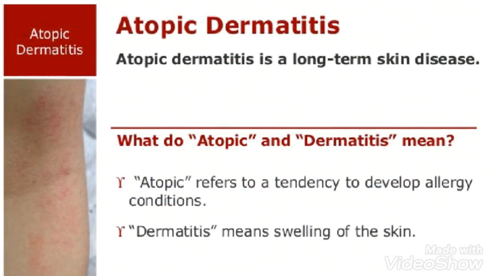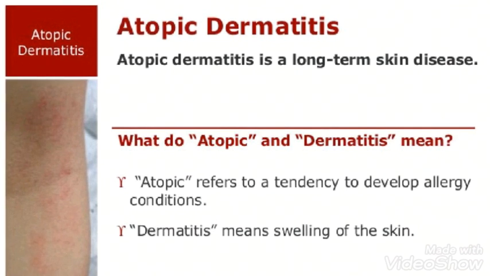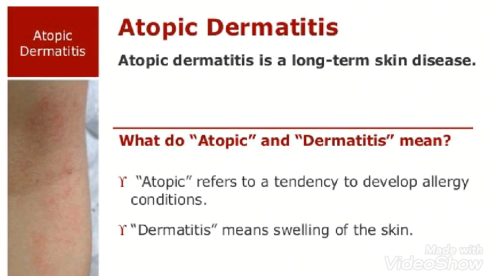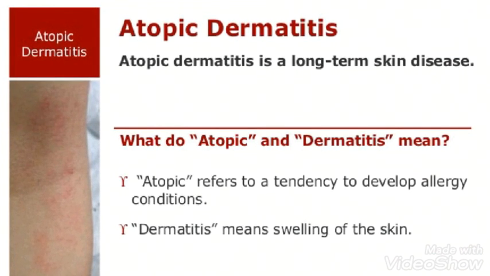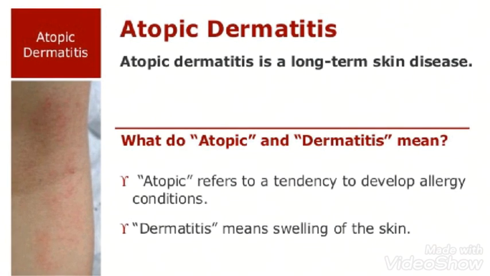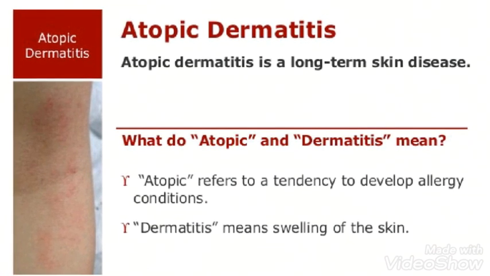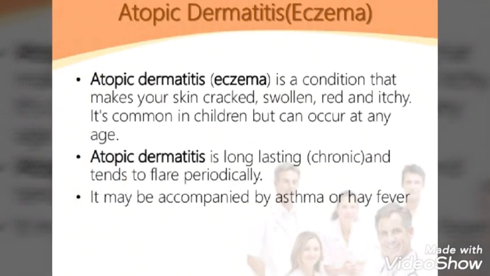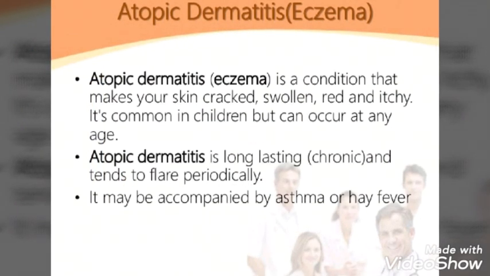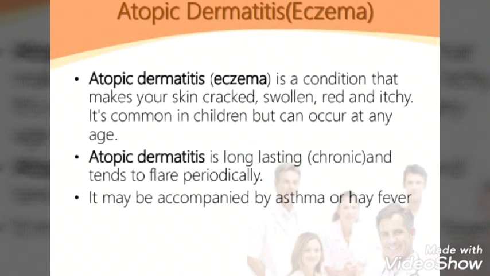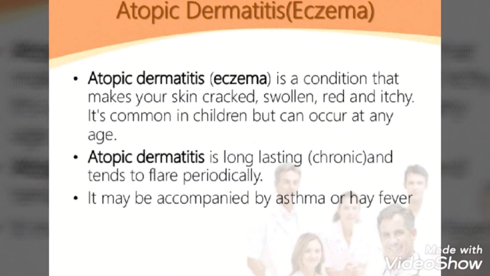Here the word atopic means tendency to develop allergic condition, and as I told, dermatitis means inflammation of the skin or swelling of the skin. Then let's see the definition. Atopic dermatitis is a condition that makes your skin cracked, swollen, red and itchy. It's common in children but can occur at any age.